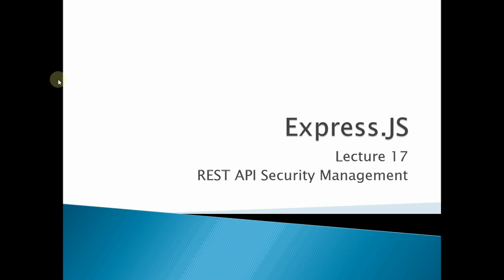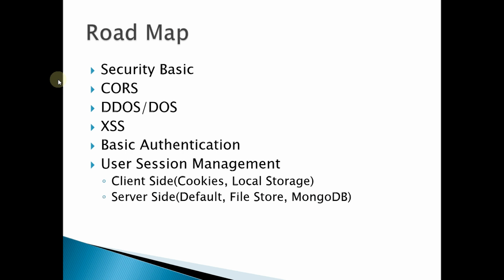So let's see the roadmap of today's lecture. Today we will see the security basics. We will see what CORS is and how to implement it. Then we will see how to handle DDoS and DoS attacks. Then we will see XSS, cross-site scripting, and how to handle it. Then we will see basic authentication in our Express framework, and then we will see session management on the client side and on the server side. So this will be our roadmap.